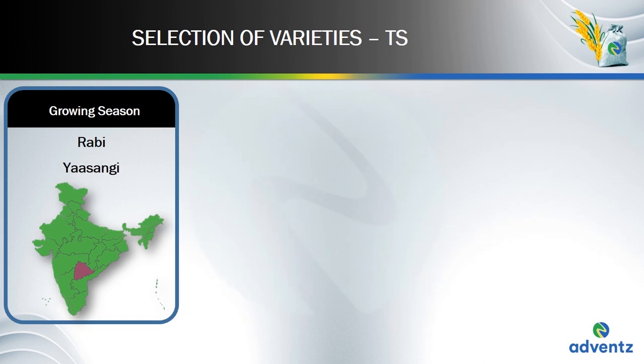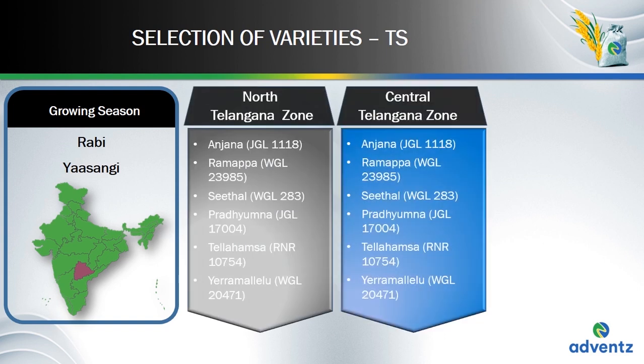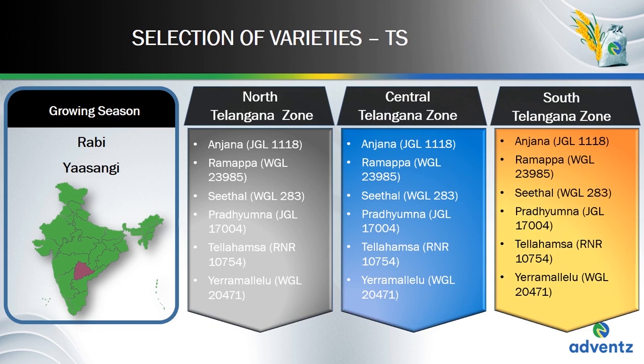Now for the Rabi season or Yasangi season, the varieties which are important for the North Telangana zone, Central Telangana zone and South Telangana zone are all the same, and they are Anjana or JGL 1118, Ramappa or WGL 23985, Seethal or WGL 283, Pradyumna or JGL 17004, Tilahamsa or RNR 10754 and Yeramalelu or WGL 20471.